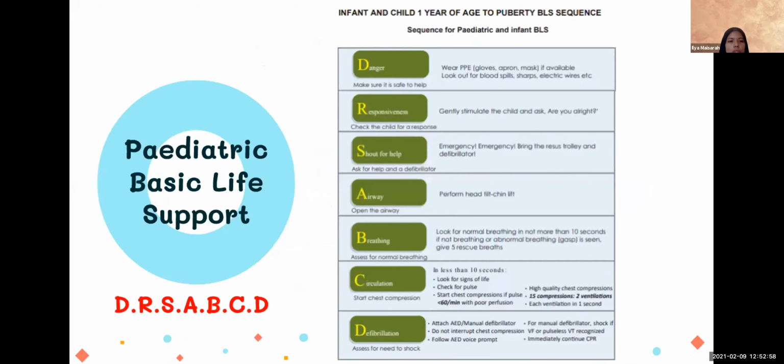Next is the pediatric basic support. So pediatric basic support can be done by trained people and without any equipment. And CPR is done based on this sequence in the pediatric basic support. So the mnemonic is DRS ABCD, where D stands for danger, R is responsiveness, S shout for help, A airway, B breathing, C circulation, and D defibrillation. So I will explain this one by one.